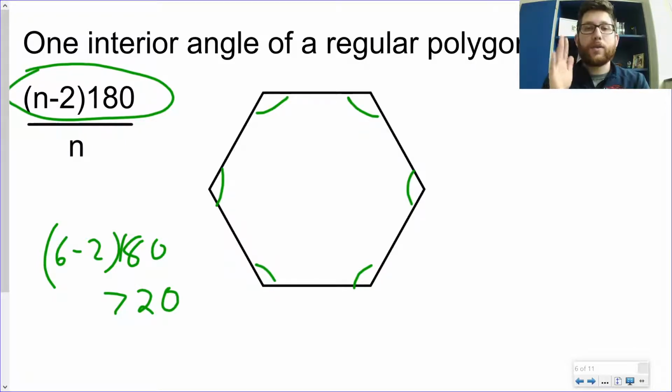Now, if I know all 6 are the same size, how would I check to see what one of those angles would be? Well, what I'm going to do is I'm going to divide by the number of angles I have. How many angles do I have? Well, the same as the number of sides.